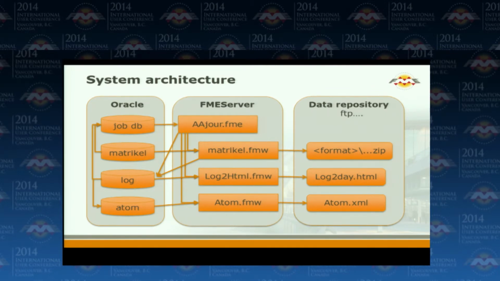Then we have a number of workspaces running on the FME server. And last we have a data repository, which is a web server and an FTP server where we put all the data sets. And the Auto-Assure Azure FME workspace is still a mapping file, actually. It will read the job and fire off all the jobs, exporting the rest of the data.